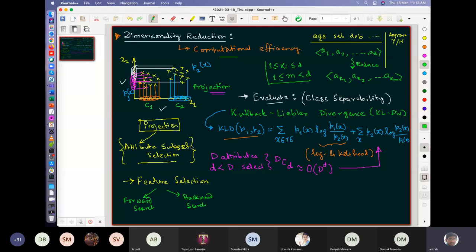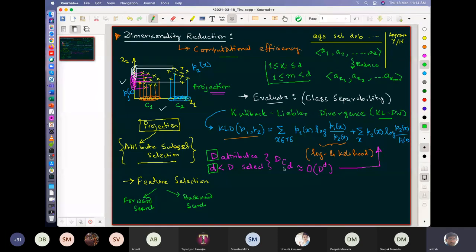So let me repeat what we are trying to do. We have D attributes, and I want to reduce it to small d attributes. Therefore, I need to choose a subset where I get a better evaluation or separability index, let's say in terms of KL divergence. You could use any other parameters, but KL divergence is most commonly used.